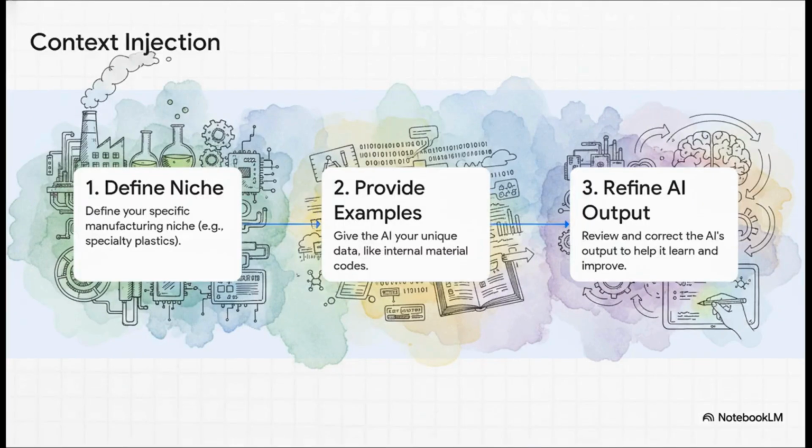To get really high accuracy, you gotta teach the AI about your specific business. We call this context injection, and it's a super simple three-step process. First, tell it your niche, like we make specialty plastics. Second, give it examples of your data, like your internal codes for materials. And third, just review what it gives you and correct it. The AI learns from that, and pretty soon it becomes an expert on your factory.